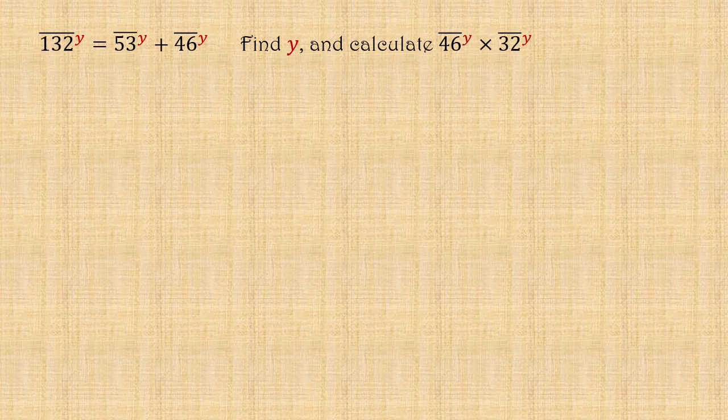Let's suppose that, in base y, we have the number that is written as 132, which is equal to the sum of the numbers 53 and 46. We would like at first to find the value of y, and then calculate the product of 6 multiplied by 32 in the base y. So, let's start by finding the value of y.